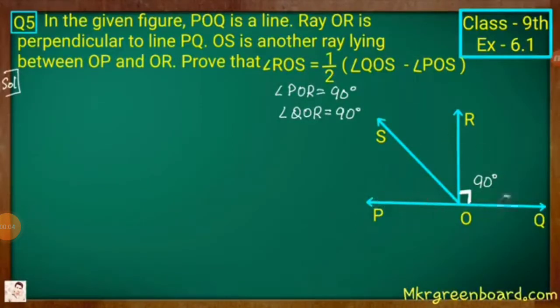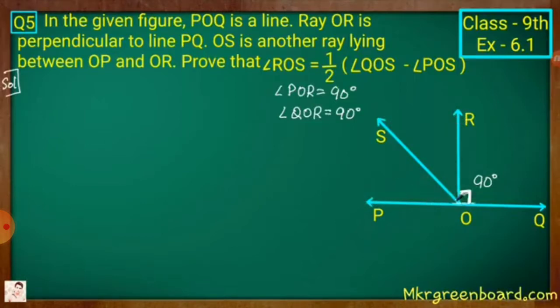Hi, good morning everyone. We'll continue exercise 3.1, question number 5. In the given figure, POQ is a line. Ray OR is perpendicular to line PQ. OS is another ray lying between OP and OR. Prove that angle ROS equals 1 by 2 of angle QOS minus angle POS.